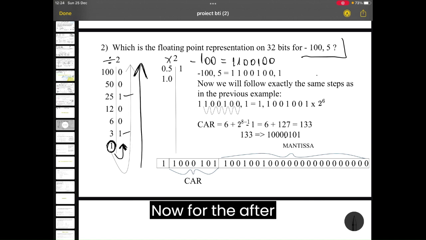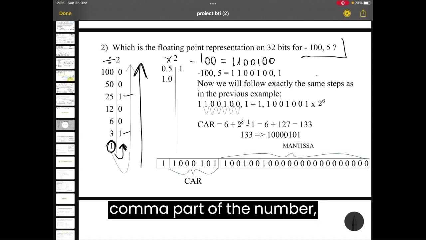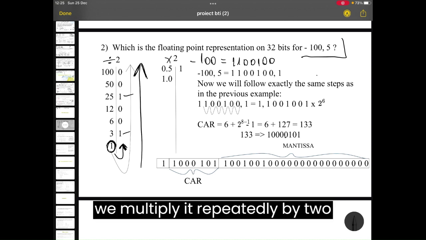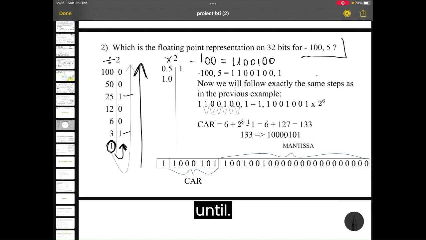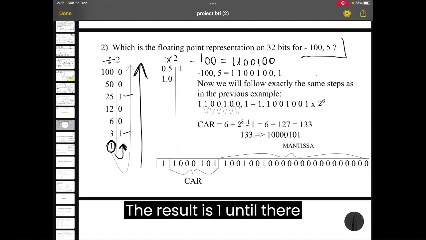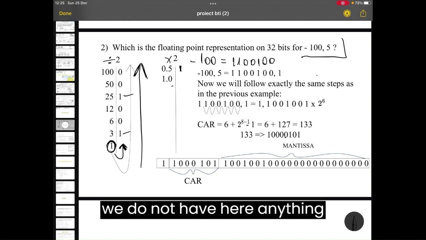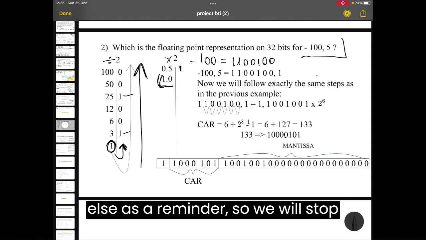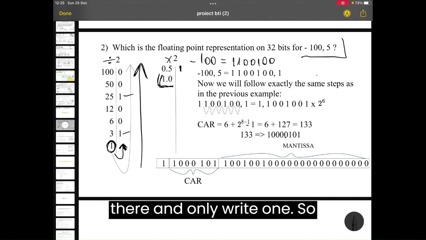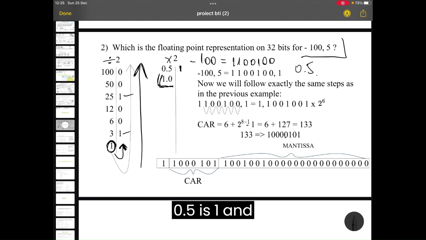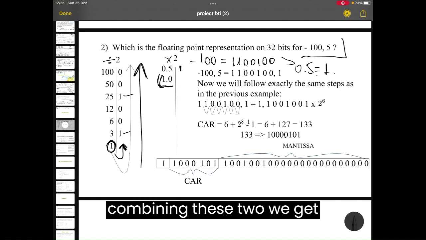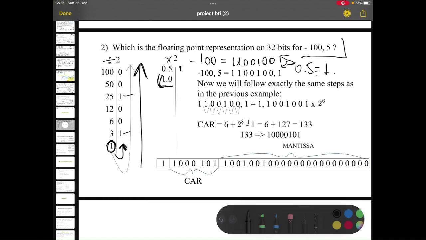Now for the after-comma part of the number, we multiply it repeatedly by 2 until the result is 1, until there is no remainder. So 0.5 times 2 is 1, and we do not have anything else as a remainder, so we stop there and only write 1. So 0.5 is 1, and combining these two, we get this result.